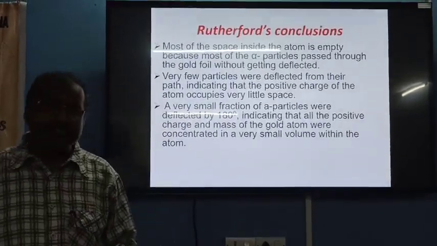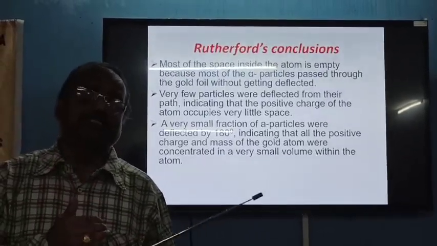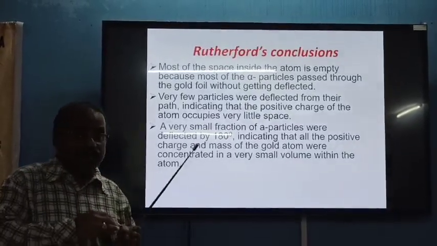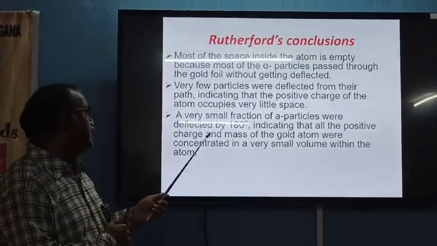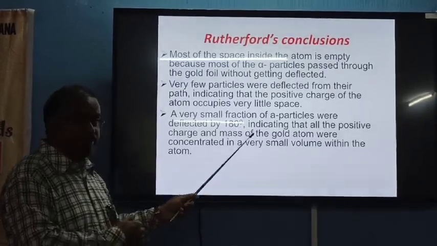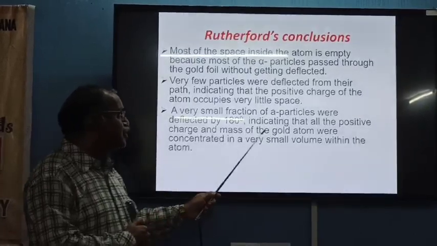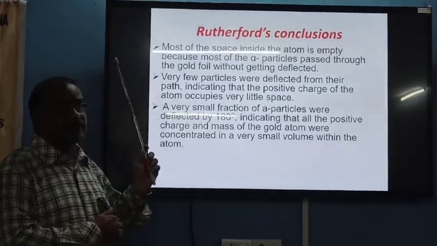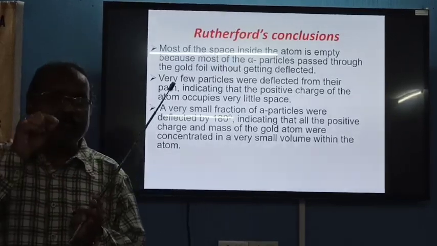What is the third observation? One out of 20,000 is bounced back. That indicates that the entire mass is in one place. So when an alpha particle attacks that, it cannot go through; it comes back. A very small fraction of particles were deflected by 180 degrees, meaning exactly coming back. All the positive charge and mass of the gold atom are concentrated in a very small volume within the atom, a very small place.